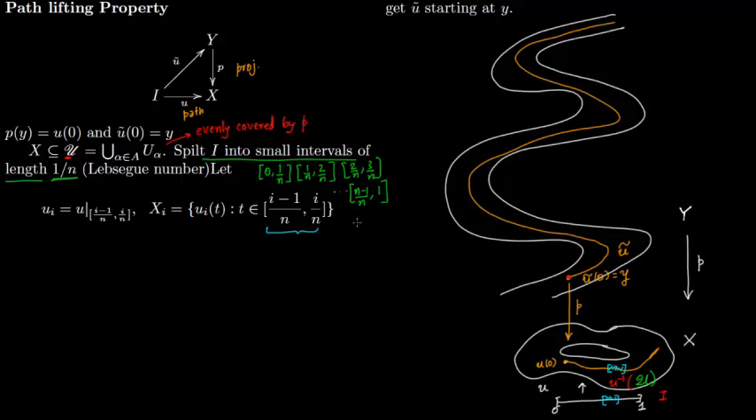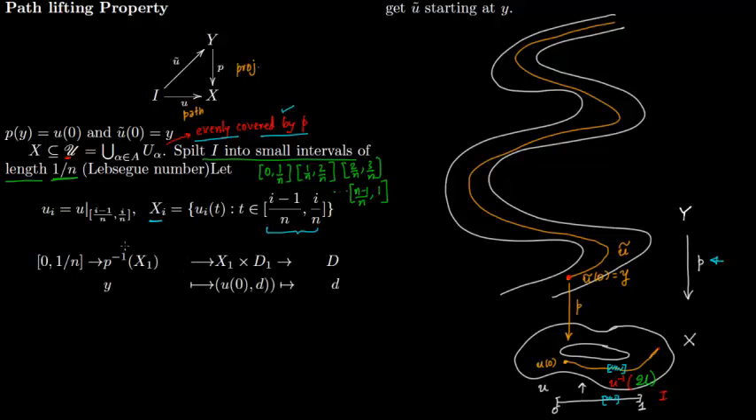Now all these Xi's are evenly covered by P. Why is that? Because we started by covering the space with a cover that is itself evenly covered by P, and this is just part of this cover. So these Xi are evenly covered by P. Once you say these Xi are evenly covered by P, then you immediately get this map.